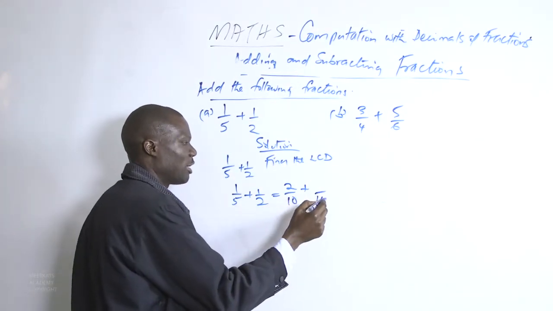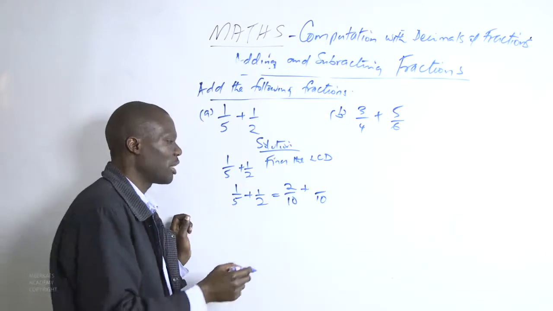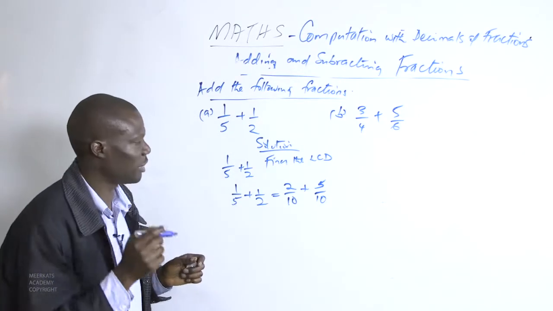And for the second one, the denominator is 10. 10 divided by 2 is 5, and 5 times 1 is 5. So we are saying a half is the same as 5 over 10.